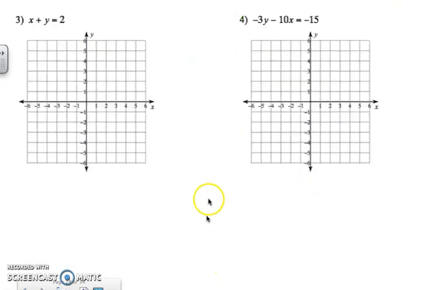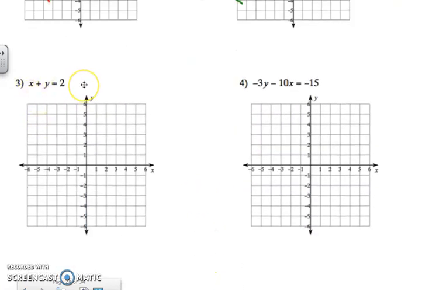On number 3, I'm going to find my x-intercept first. So that means I'm going to ignore my y. And I would get x equals 2. And I'm done. I didn't have to solve anything on that problem. To find my y-intercept, I'm going to ignore this x, and I will get y equals 2.